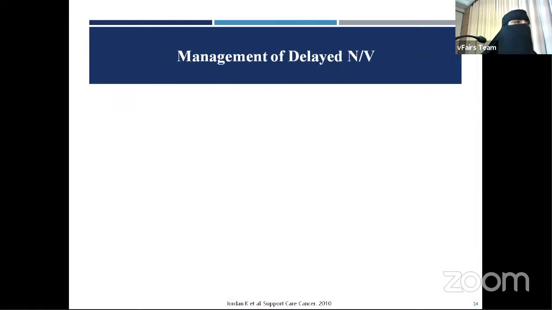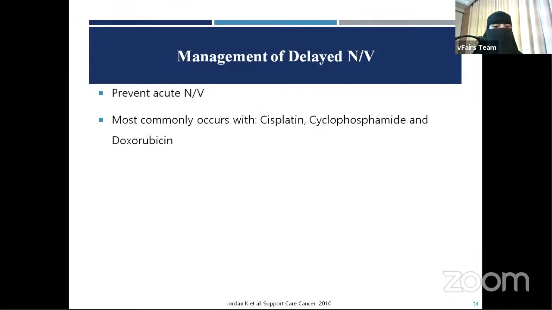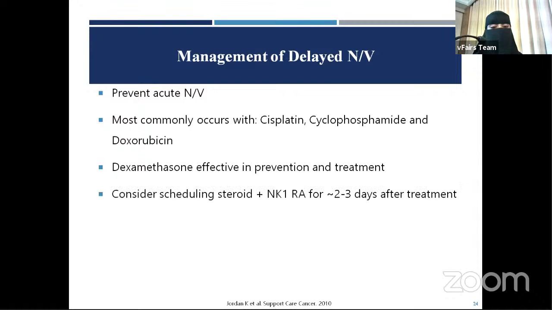So to manage patients who come to you with delayed nausea and vomiting, first we have to prevent the acute nausea and vomiting by properly selecting the antiemetic prophylaxis to begin with, and we have to evaluate the cycle. The most common chemotherapy associated with delayed nausea and vomiting is cisplatin, cyclophosphamide, and doxorubicin. Dexamethasone and NK receptor antagonist are considered effective in preventing and managing delayed nausea and vomiting, and you should consider scheduling the steroid and NK receptor antagonist such as aprepitant for 2 to 3 days after the chemotherapy.